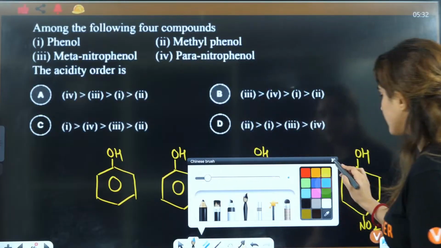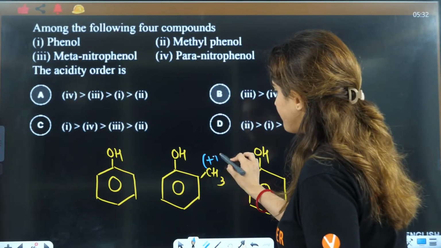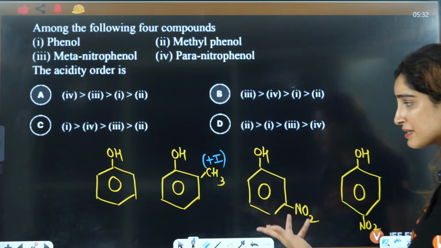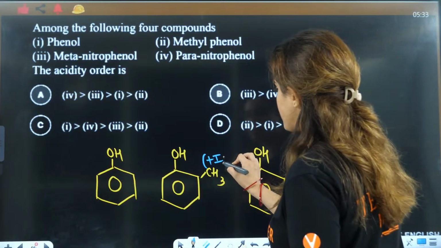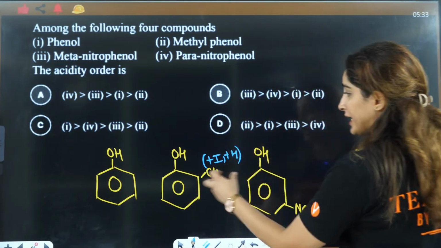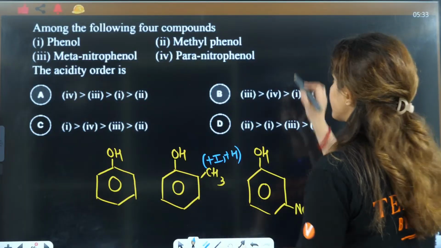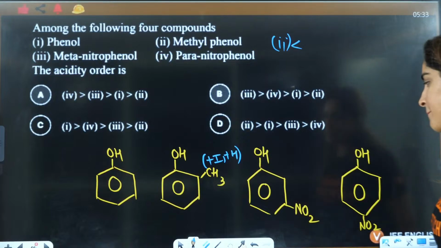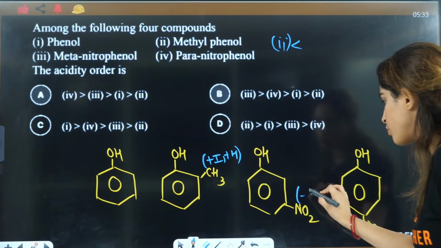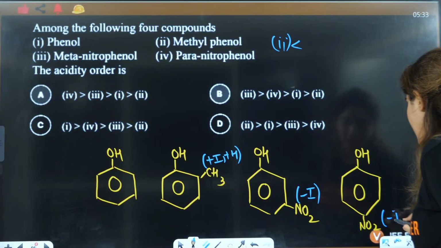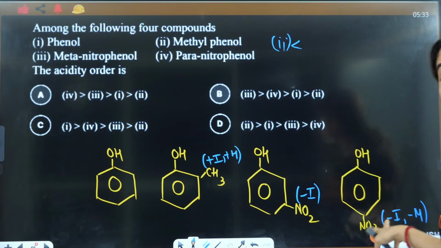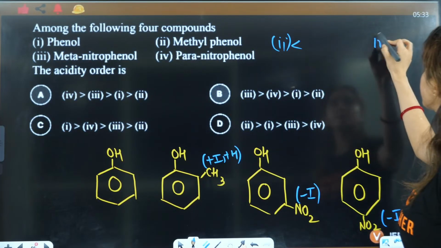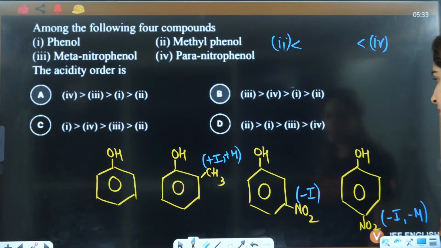If you see this here, this is going to give plus I, it is going to give plus H, that means it will donate. When it is donating, it will make it really unstable. So second will be least here. Here this is going to show minus I and minus M. So here it will show really very good electron withdrawing nature. So this fourth one, para, will be maximum acidic, right?